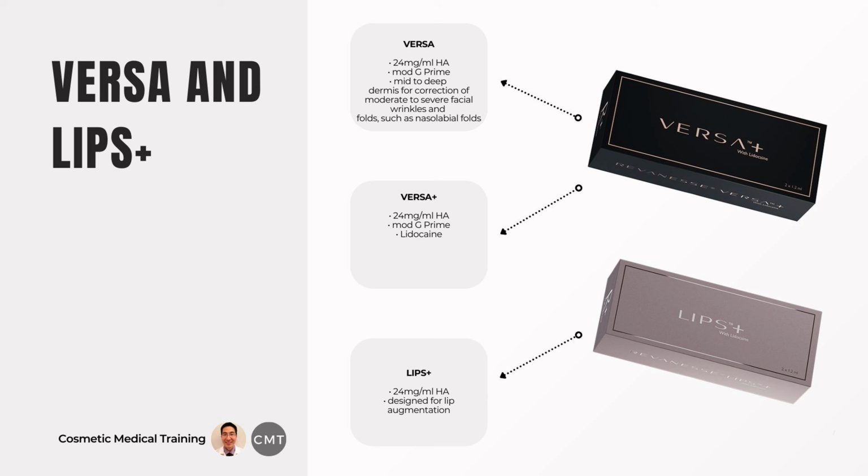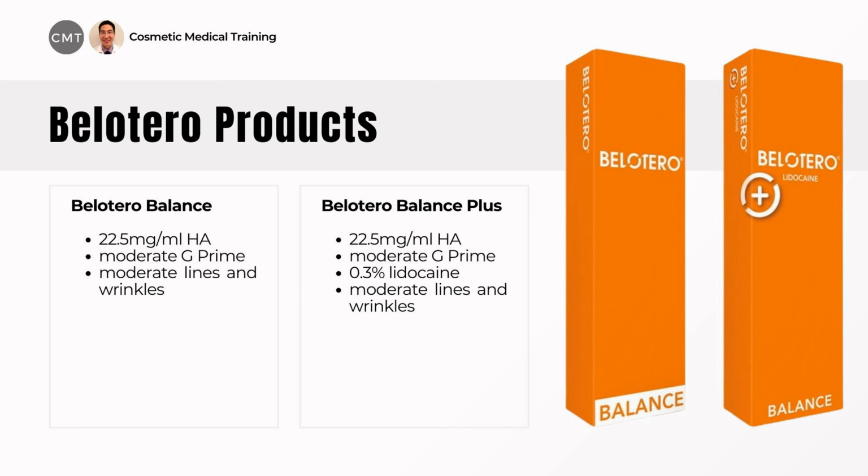Lips Plus is specifically designed for lip augmentation. Lips Plus is another Perlenium product with 24 milligrams per ml of HA. Here we'll explore the specific details and key differences between Belotero Balance and Belotero Balance Plus.